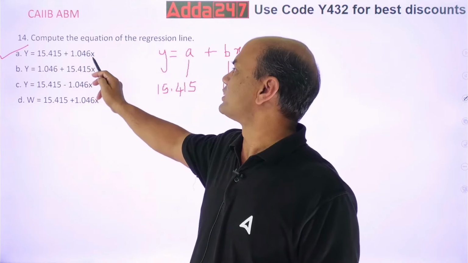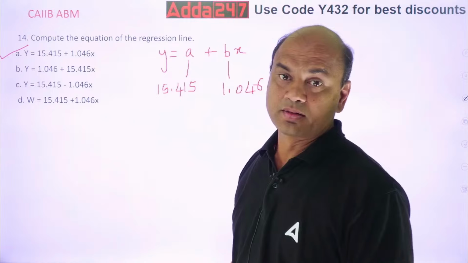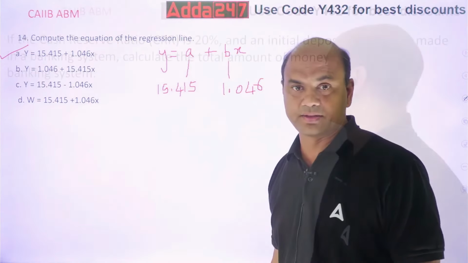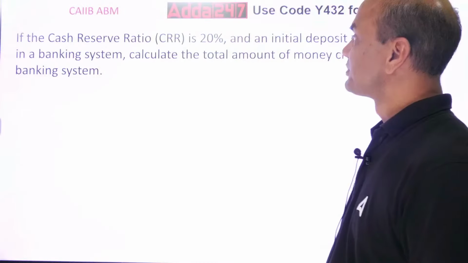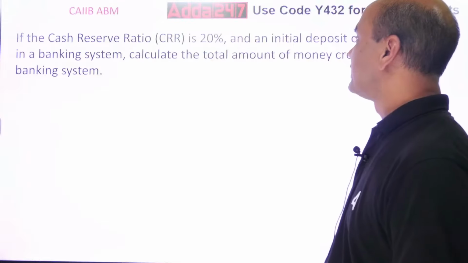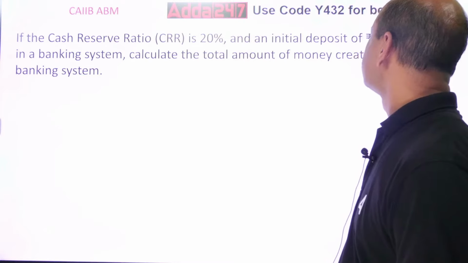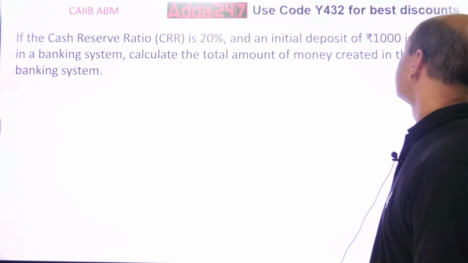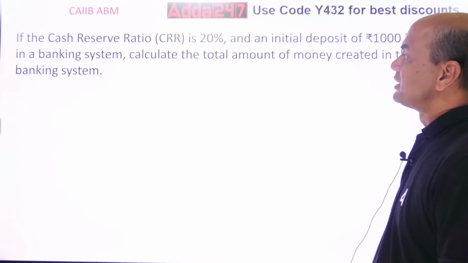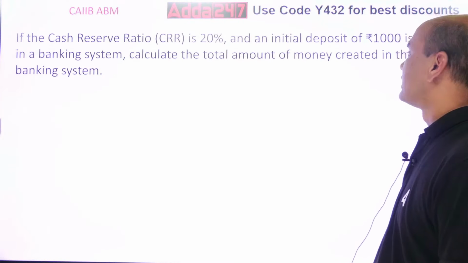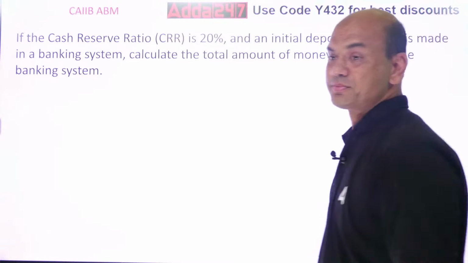15.415 plus 1.046 into X. This is the equation of the regression line. Got it? If a CRR is 20% and the initial deposit of 1,000 is made in the banking system, calculate the total amount of money created in the banking system.